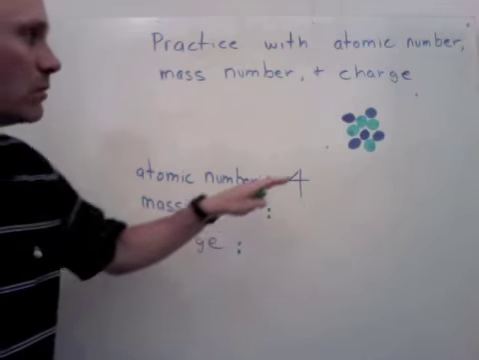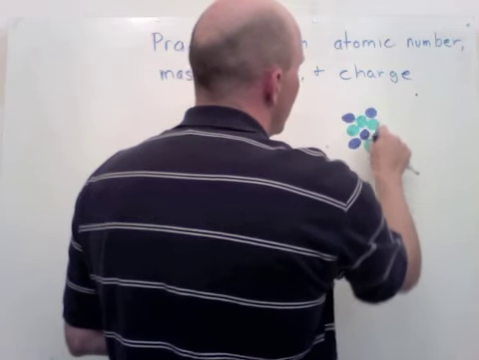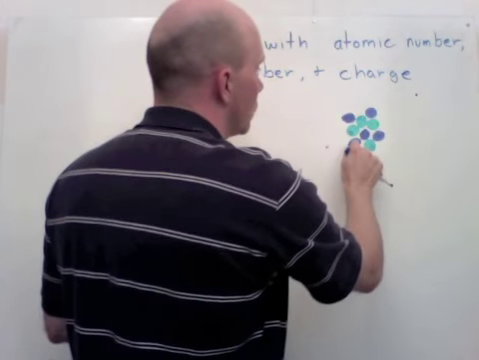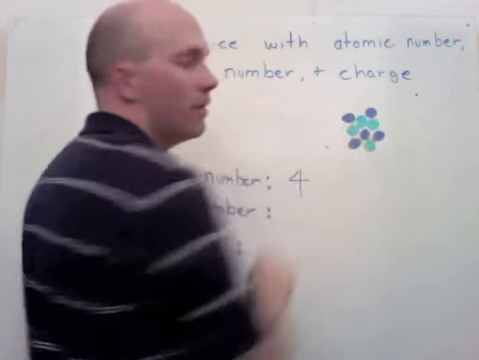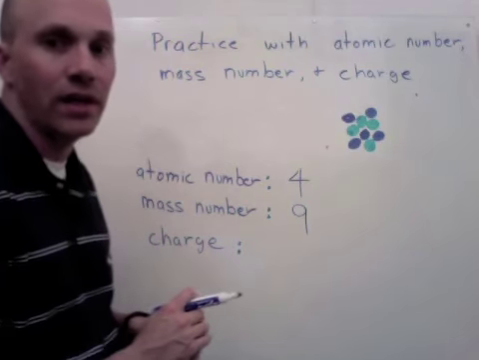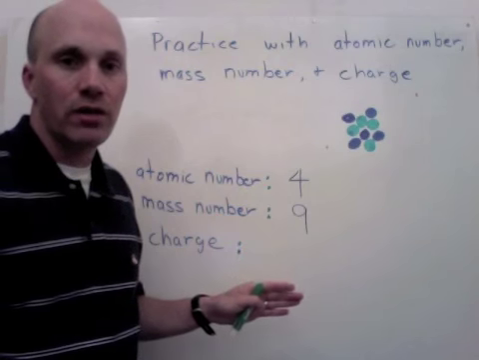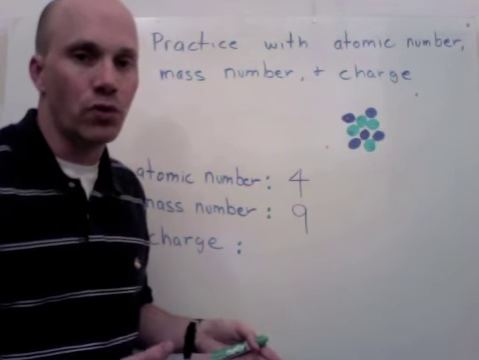The mass number is going to be the sum of the protons and the neutrons. 1, 2, 3, 4 protons plus 1, 2, 3, 4, 5 neutrons. That gives a mass number of 9. Okay? And to figure out the charge, you want to figure out whether there's an excess of either protons or electrons.